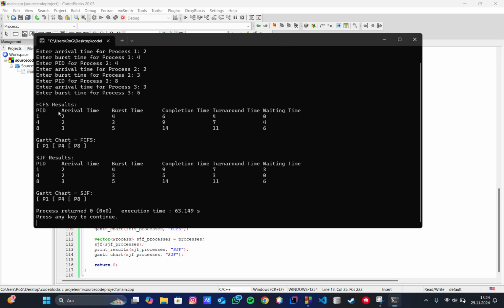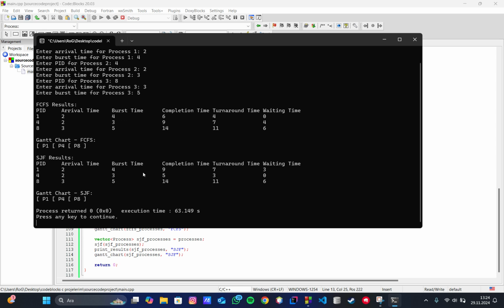And there are the outputs: first come first served scheduling, and there's a Gantt chart for the first come first served algorithm, and shortest job first scheduling, and there's a Gantt chart for the shortest job first algorithm.